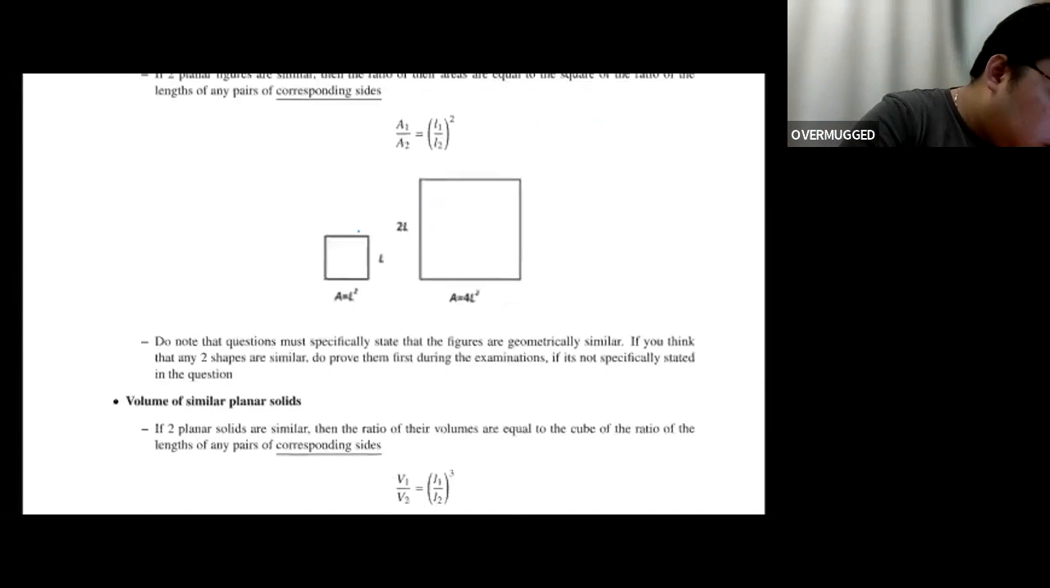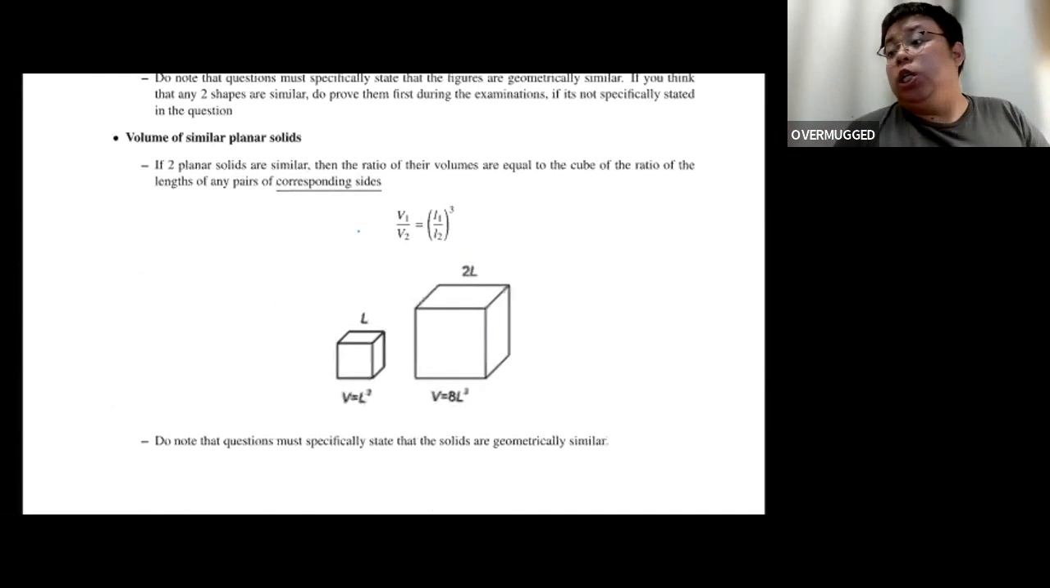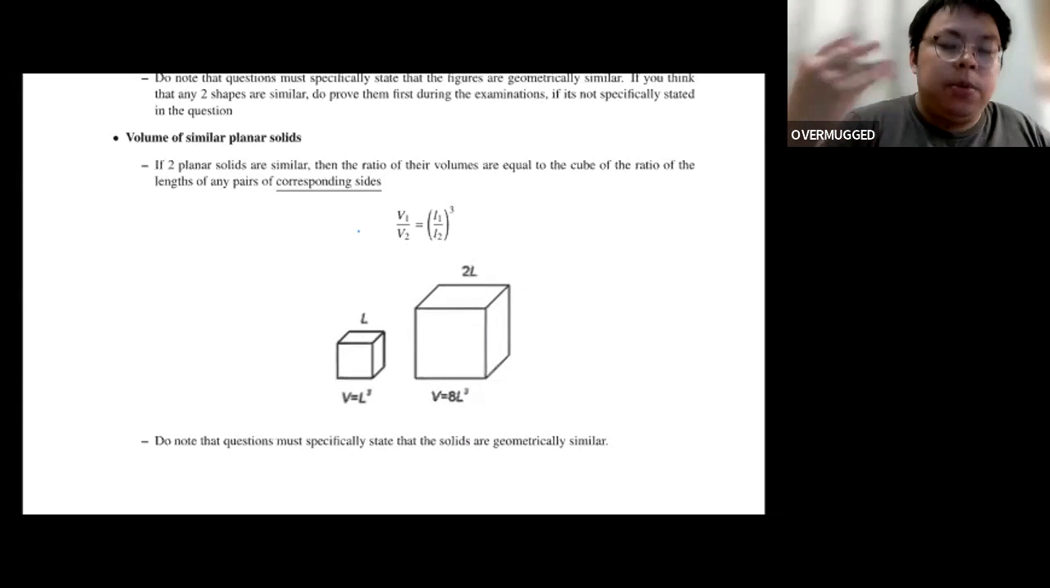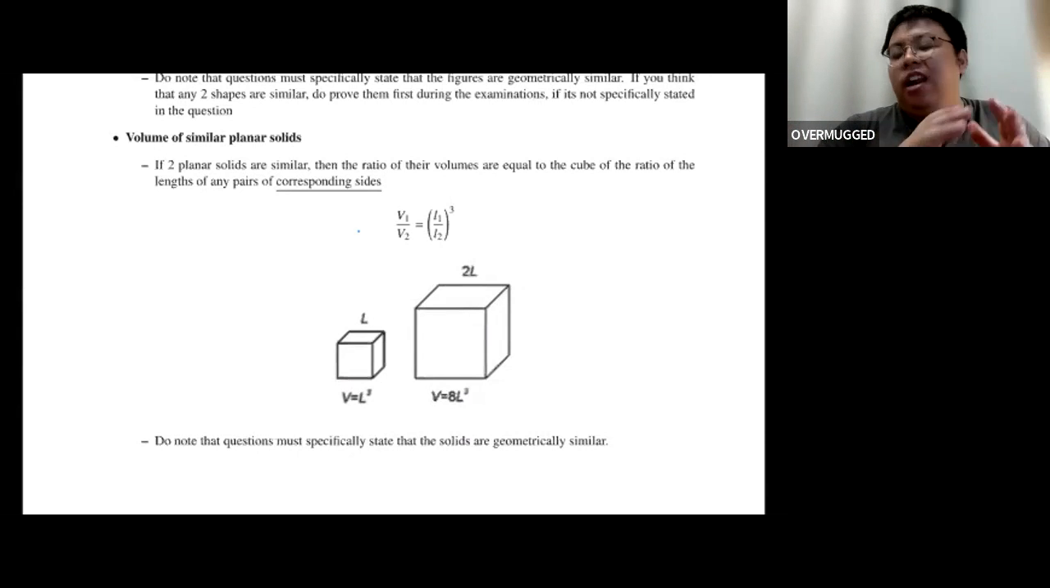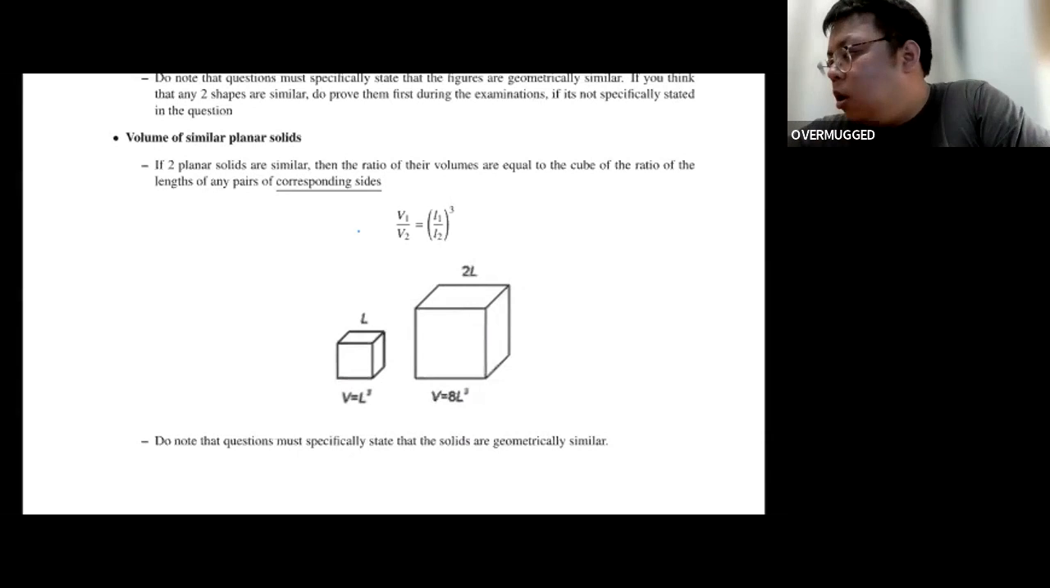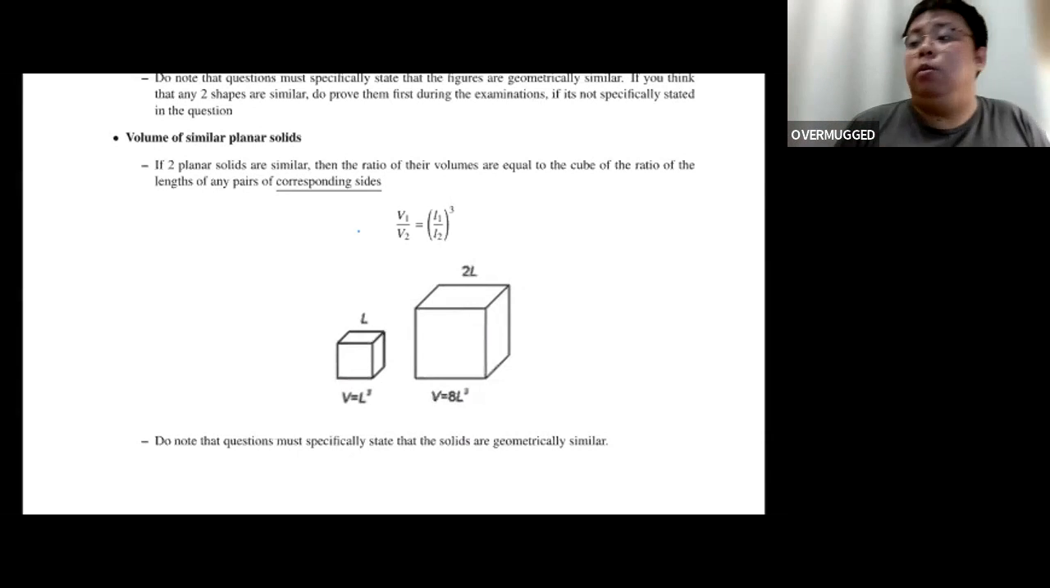Next one is volume of solids. For volume of solids, if they are geometrically similar, this is the formula: V1 over V2 equals L1 over L2 cubed. We only use this formula whenever we are talking about, I stress the point, geometrically similar figures. You cannot claim any Tom, Dick, and Harry figure is geometrically similar. The question must say. And trust me, every question will say.